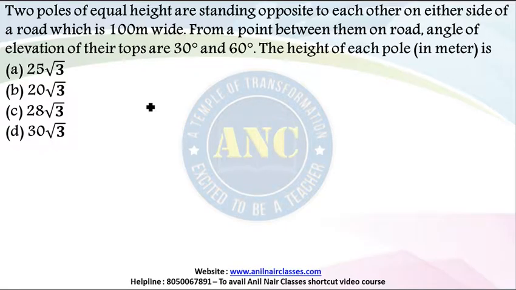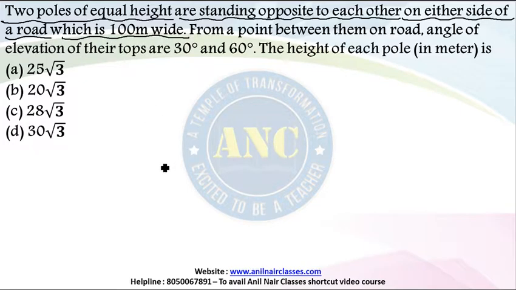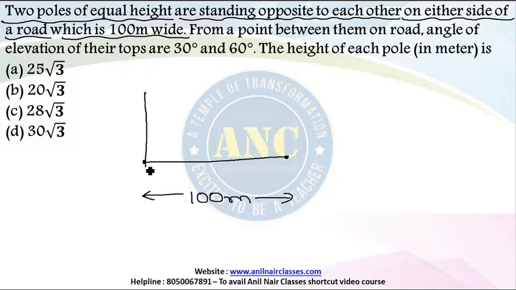Now please see this question, question number 16. Again a very good question. Two poles of equal height are standing opposite to each other on either side of a road which is 100 meter wide. There is a road. The width of the road is given in the question as 100 meters. On either side of the road there are two poles. The first pole is nothing but AB, and the second pole is nothing but DE.